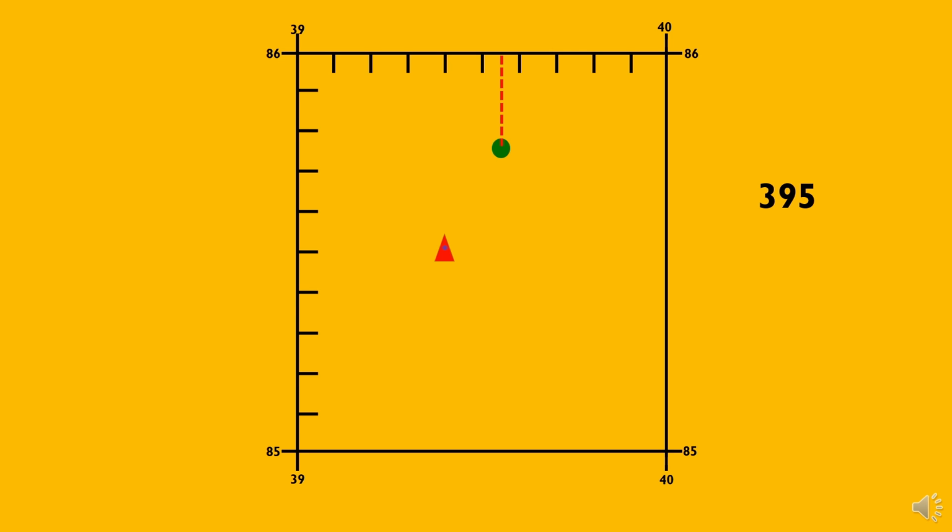Likewise, where it lies between the 7th and 8th marker, then the 6th figure is 7, as it has not yet reached the 8th marker. So, it is 857. Therefore, the six-figure grid reference is 395857.